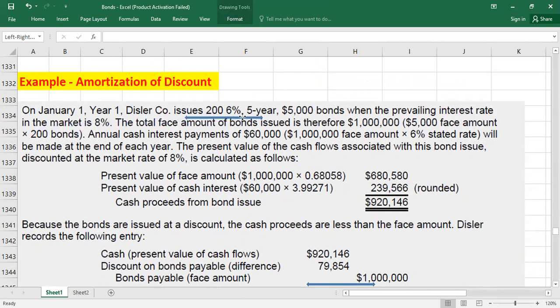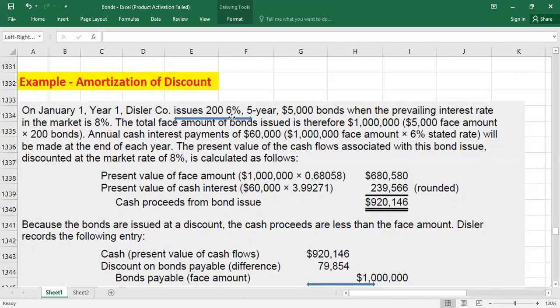We have 6% as the stated rate and 5 years as the maturity period. This 5,000 is the face value of the bond. So here we go. First of all, we need to understand, should we issue the bonds at par or premium or discount? We can take a very quick decision by comparing the market rate with the stated rate. You can see here the market rate is 8% and the stated rate is 6%.